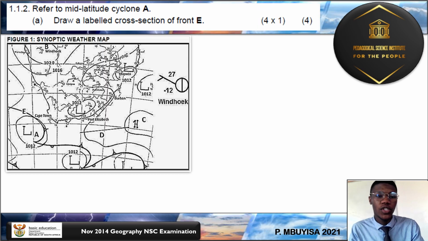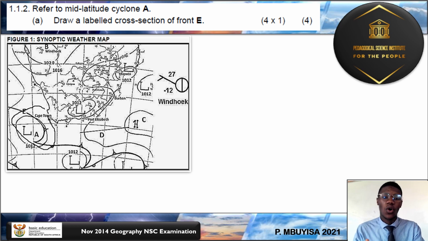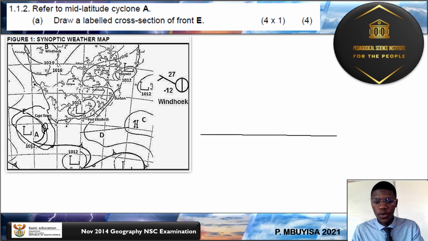Question 1.1.2 says refer to the mid-latitude cyclone A. So this is A. And the question says draw a labeled cross section of front E. Now front E is here, and front E has the triangle symbol, as you can see there, which means it's a cold front. So if you are to draw a cross section of front E, you'll have your reference line there, and you'll have your inclining line or your steep line.